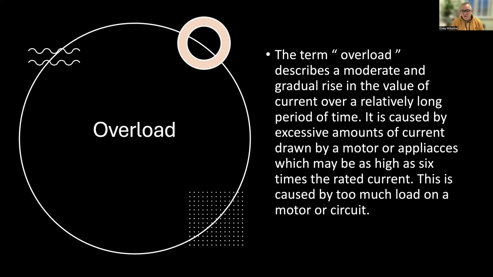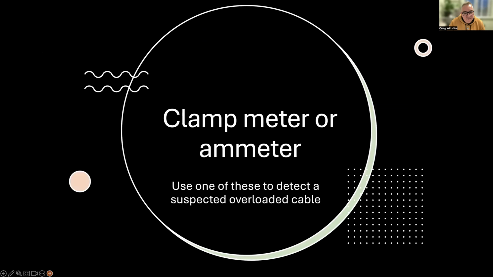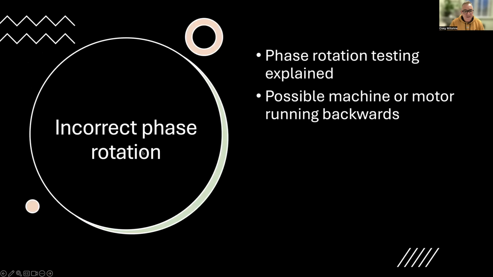This is caused by too much load on a motor or a circuit. And guys, that's really all you've got to tell me. They just wanted you to tell us what an overload is. But to detect an overload, you would tell me that you would use a clamp meter or ammeter. So if you've got a suspected overload, you put the clamp meter on, and it's just showing what type of meter to use for that overload, right? So that is the second one we can discuss.